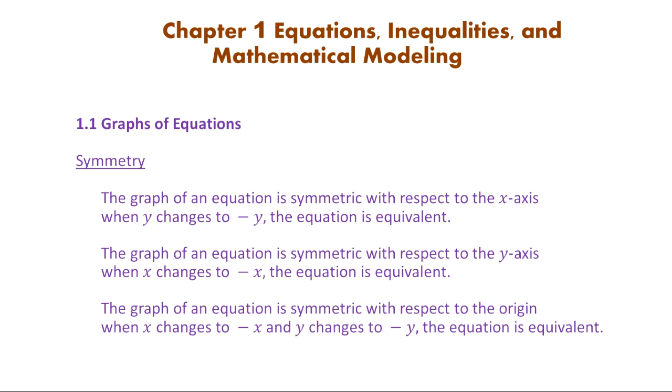And the second symmetry is called symmetric with respect to the y-axis. How do you know the graph of the equation has this symmetry? This time you change x to negative x and the equation is equivalent. So you change x to negative x in the equation and you get the same equation or an equivalent equation.